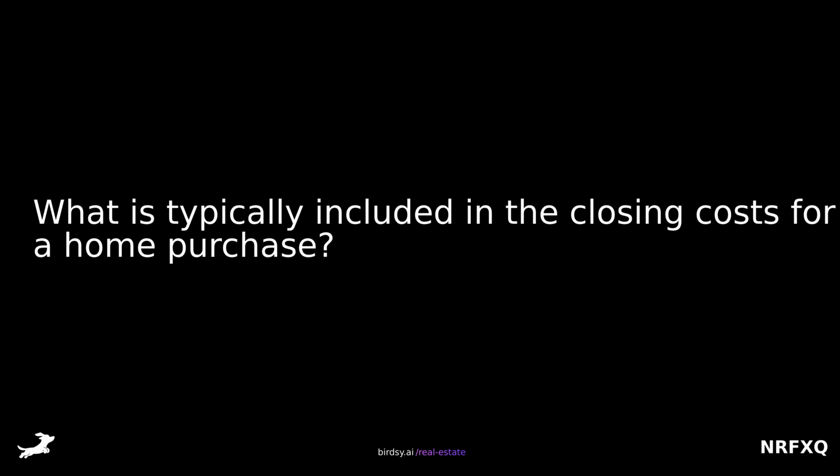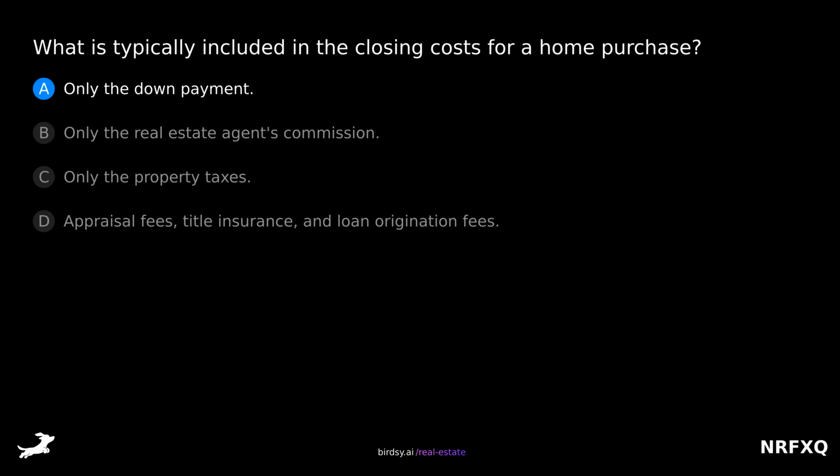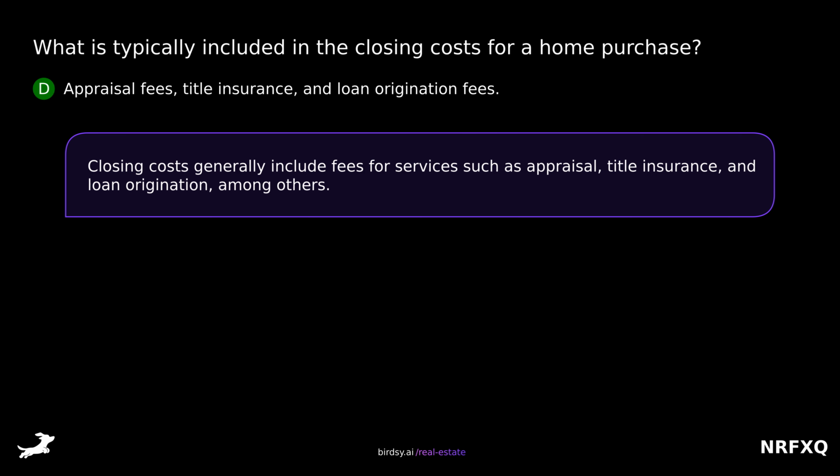What is typically included in the closing costs for a home purchase? Is it A, only the down payment, B, only the real estate agent's commission, C, only the property taxes, or D, appraisal fees, title insurance, and loan origination fees? The correct answer is D, appraisal fees, title insurance, and loan origination fees. Closing costs generally include fees for services such as appraisal, title insurance, and loan origination, among others.